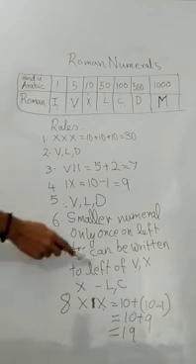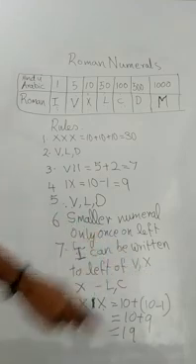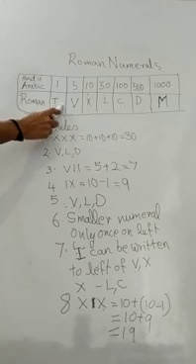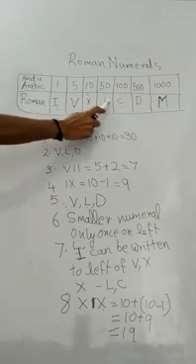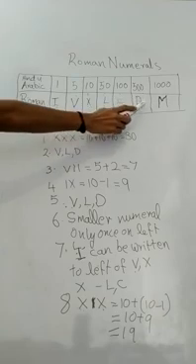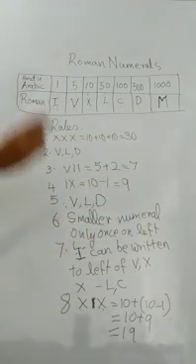Next one is, 1 can be written to the left of 5 and 10. That is, the next rule is, 1 can be written on the left side of 5 and 10 only. And 10 can be written on the left side of 50 and 100 only. And 100 can be written on the left side of 500 and 1000 only. So these are the rules.